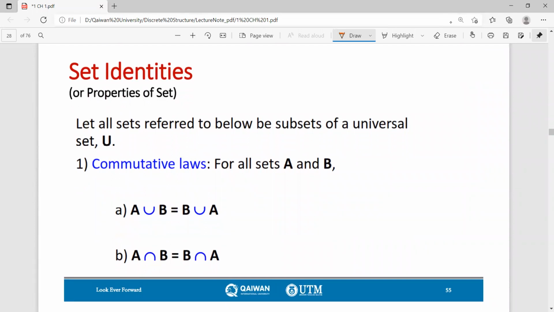Now we have some set identities or properties. Here you have the properties of sets. First, we have the commutative law. We say the union and intersection are commutative about sets. That means if you have A union B, it equals B union A. And even for intersection, if you have A intersection B, it equals B intersection A.